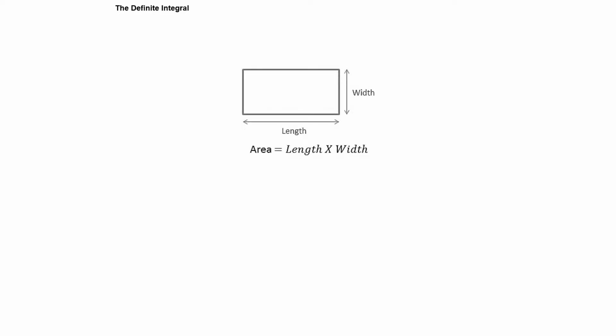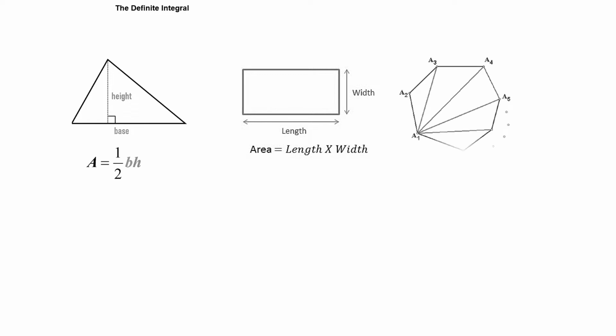When a plane figure is bounded by straight lines, it is easy to calculate its area. For a rectangle, the area is defined as the product of the length and the width. The area of a triangle is half the base times the height. The area of a polygon is found by dividing it into triangles and adding the areas of the triangles. However, it is not so easy to find the area of a region with curved lines.